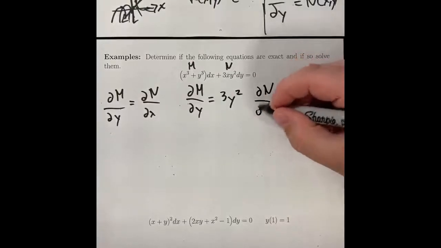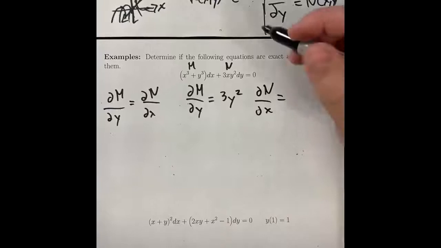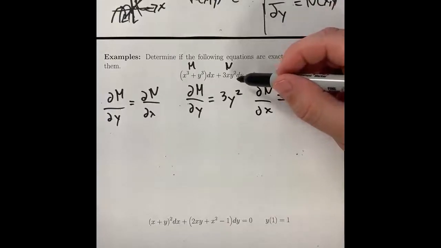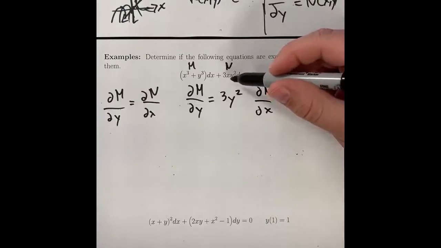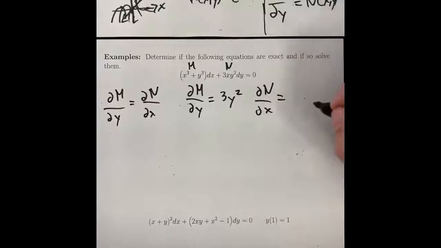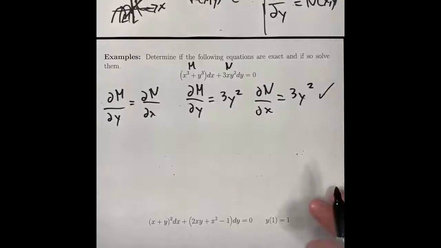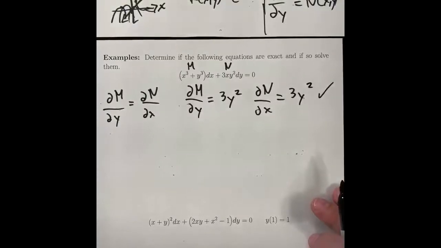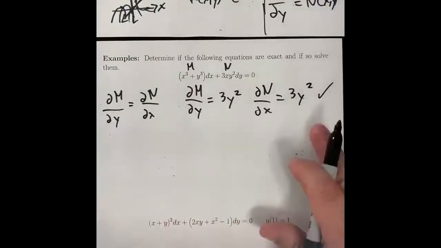Partial n, partial x, we treat y as a constant here. So it's basically just a constant times x. If we do the x derivative, we just leave the constant since there's only x to the first power. So it's going to again be 3y squared. All right, so those are equal. That checks. This is an exact differential equation. So we know it's exact.